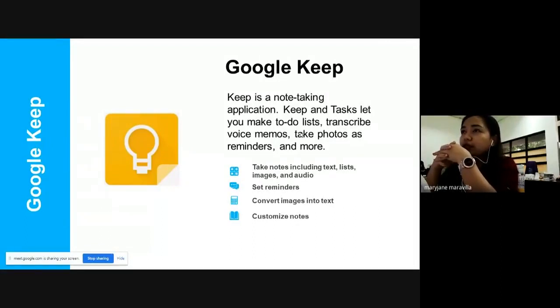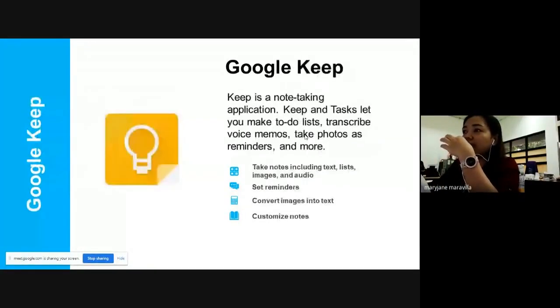So it also convert images into text using the OCR technology. So let's say that you have a scanned document. Now you don't have to type it from scratch. Google Keep, through OCR technology, they can convert it into a document ready, editable document. And of course, you can customize your notes and your Google Keep environment.